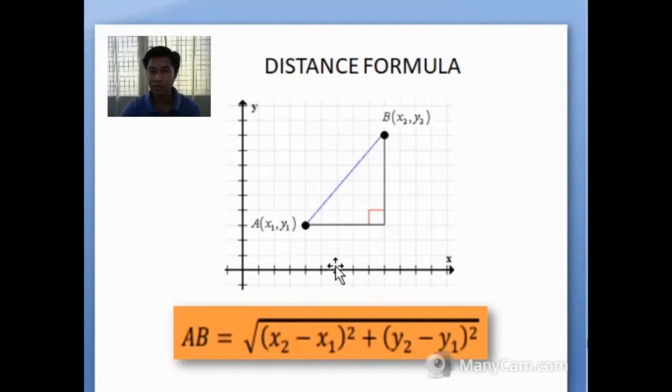The distance formula is AB, or segment AB, or sometimes they denote this as small d, but most of the time they use AB. It is equal to the square root of the quantity x sub 2 minus x sub 1 squared plus y sub 2 minus y sub 1 squared. You may apply this formula if the given figure is a right triangle, or even if it's not a right triangle, as long as you have the coordinates of the 2 points, then you can use this distance formula.